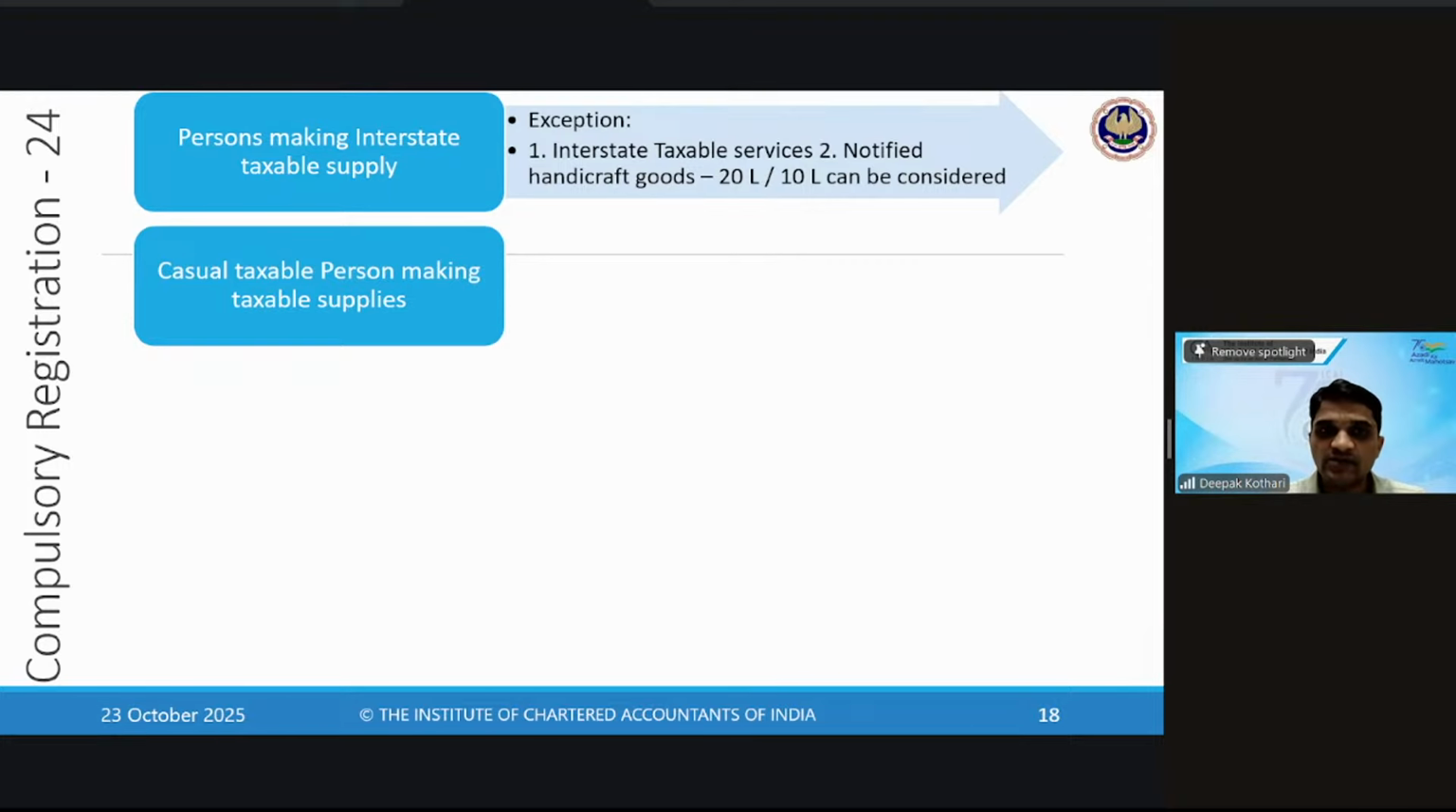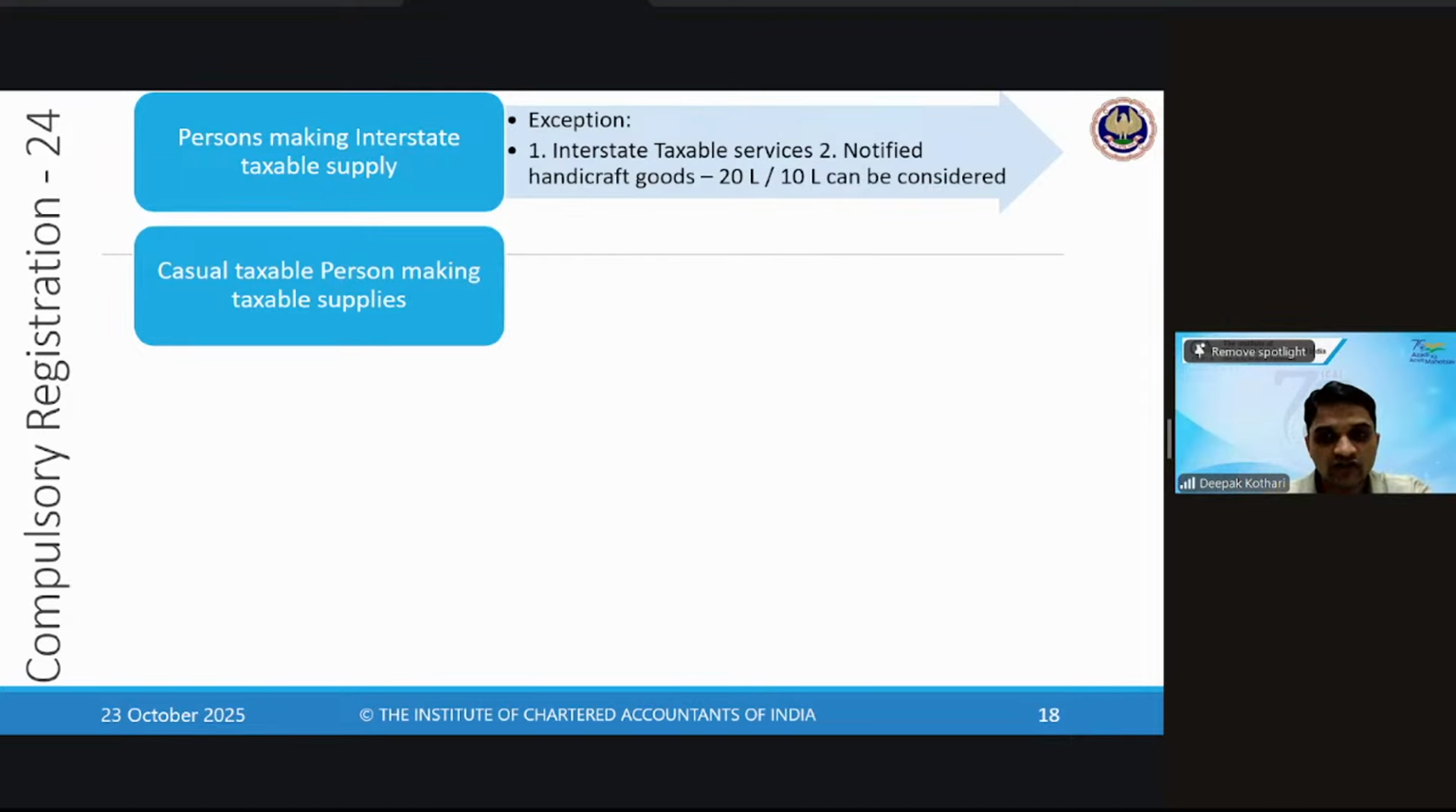We know who a casual taxable person is, right? A person who is going to another state and taking registration. But he's not taking a permanent or normal registration. He's taking a registration because he's going there for a temporary purpose, say for an exhibition, or a limited duration, say only for 2 months, and then he will come back. So he will not take normal registration. He can take a casual taxable registration.